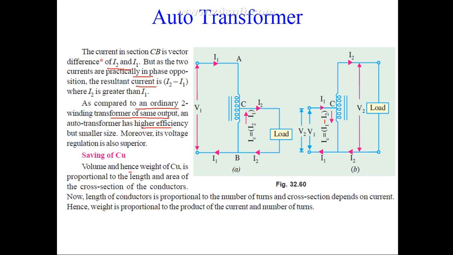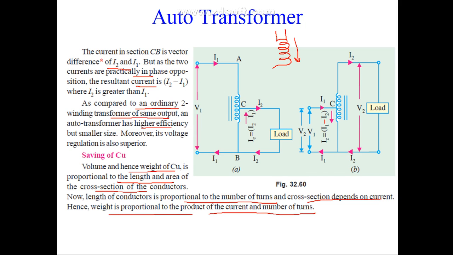So now we know the weight of copper is proportional to the length and area of cross section of the conductors, meaning this winding. So how much is the length and what is the cross section area. Alright, so the weight of copper will depend on this, then it will be the volume. Now the length of the conductor is proportional to the number of turns. If the number of turns is high, then the length of the conductor will be large. And the cross section depends on the current. If you want to flow more current, then the cross section must be high. So hence from here we can say weight is proportional to the number of turns and current.